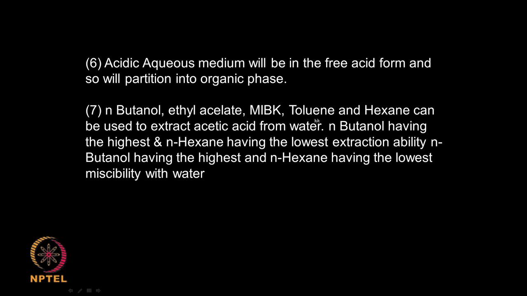N-butanol, ethyl acetate, MIBK, toluene and hexane can be used to extract acetic acid from water. N-butanol will have the highest and hexane the lowest extraction ability, with N-butanol having the highest and N-hexane the lowest miscibility with water. So, if I have acetic acid in water, I would select N-butanol, because it will give the highest extraction efficiency.